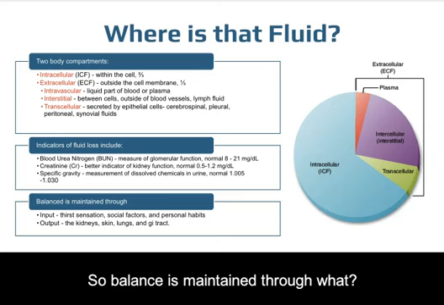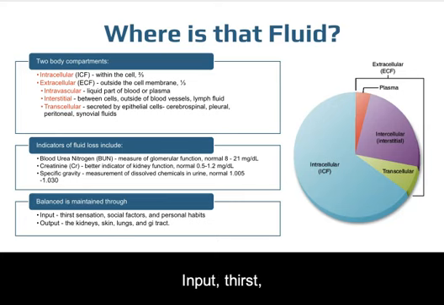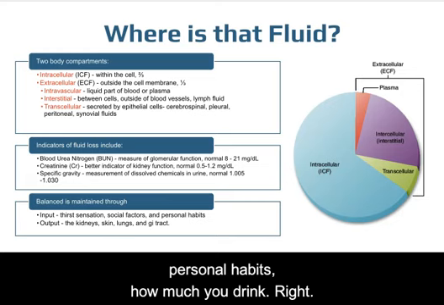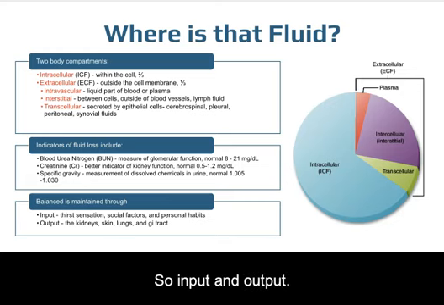So balance is maintained through what? Input: thirst sensation, social factors, personal habits, how much you drink. So input and output. Output is through the kidneys with urine, the skin, lungs, GI tract, all of that is your output.